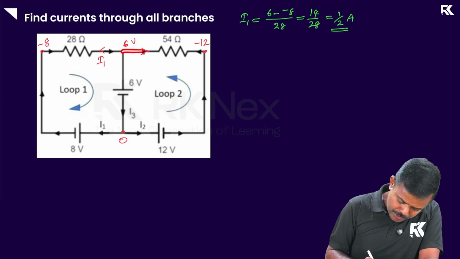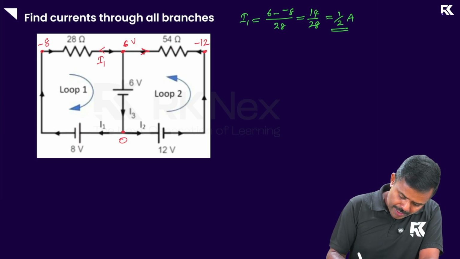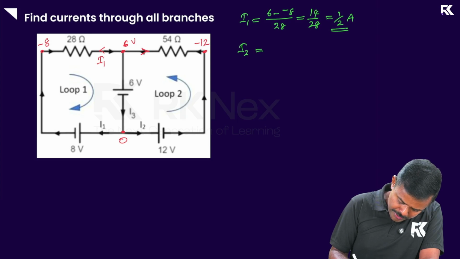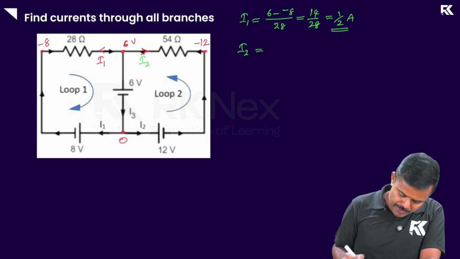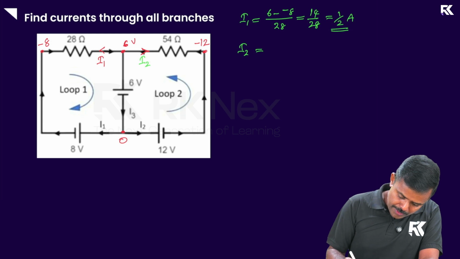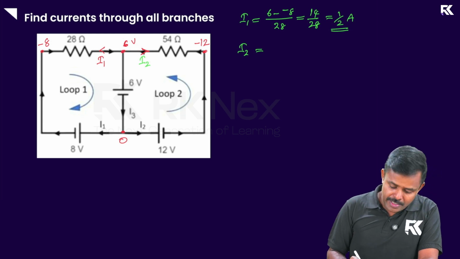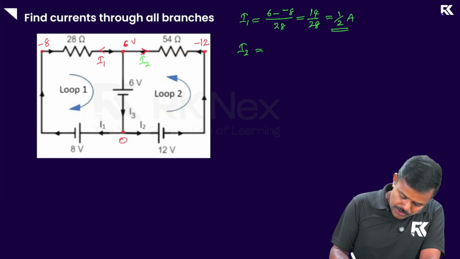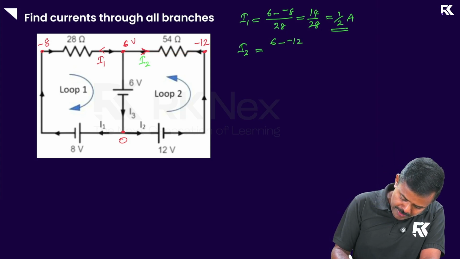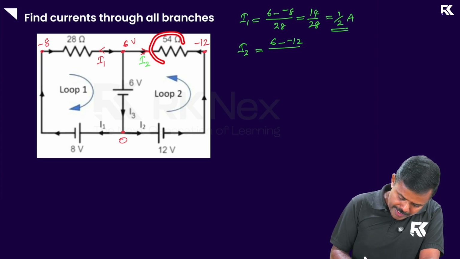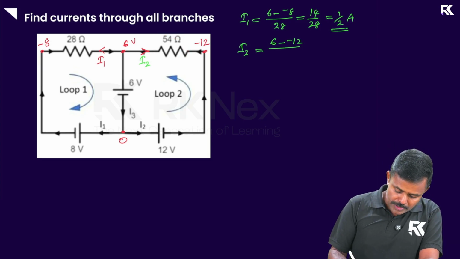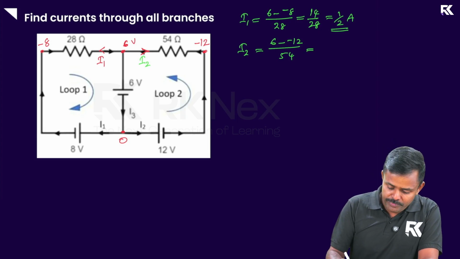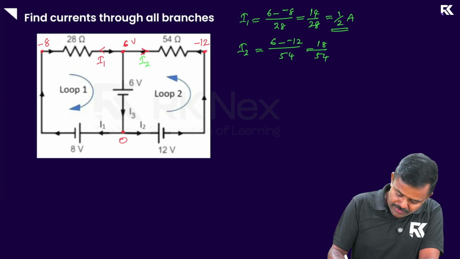So I'm going to find the current through this branch now. Tell me how I'm going to do it. I'm going to call it I2. I2 is equal to potential difference. Higher potential is 6, lower potential is minus 12. Across this I have to find the current. So 6 minus minus 12 divided by the resistance there, which is 54. 6 plus 12 is 18 by 54, which is equal to 1 by 3 amps.